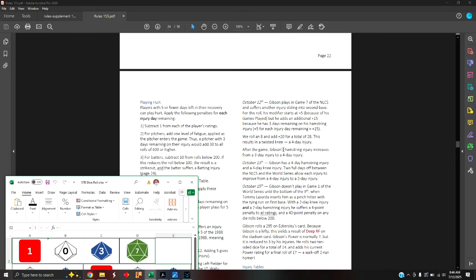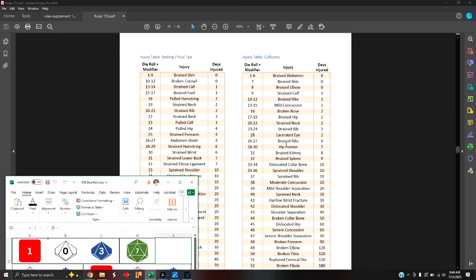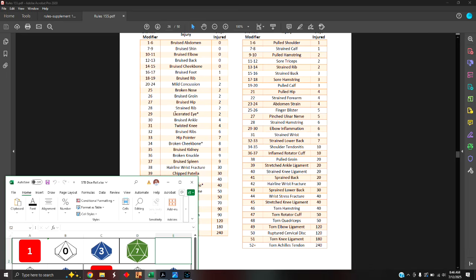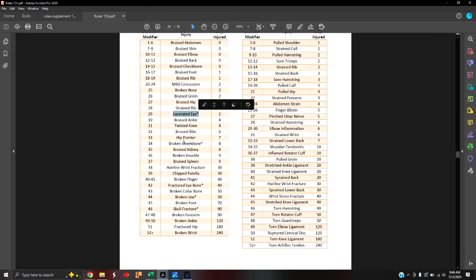So if we go down to where the asterisks are, and these are going to mostly be the hit by pitches, we can see lacerated eye. That would not be a head injury. So that one would be totally saved by the batting helmet. There would be no injury from that because of the batting helmet.